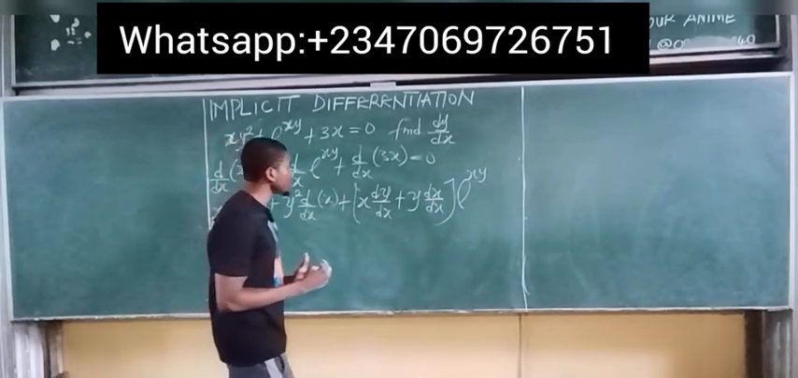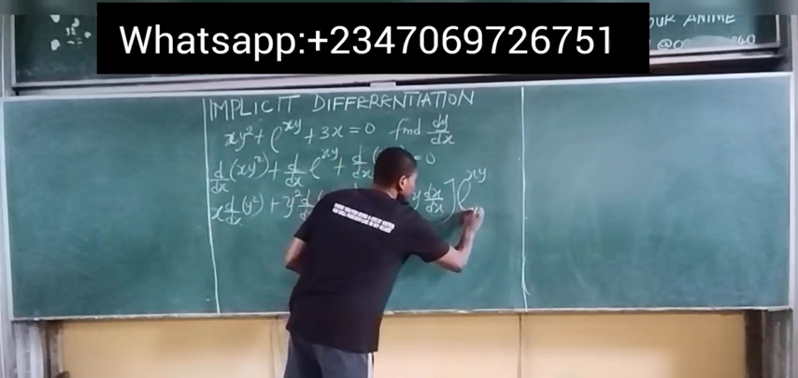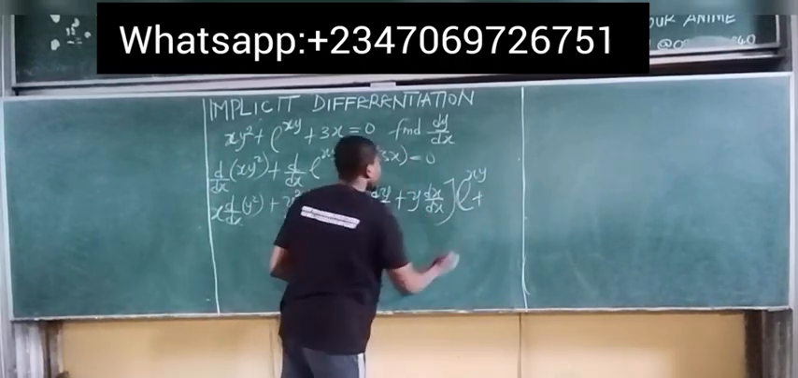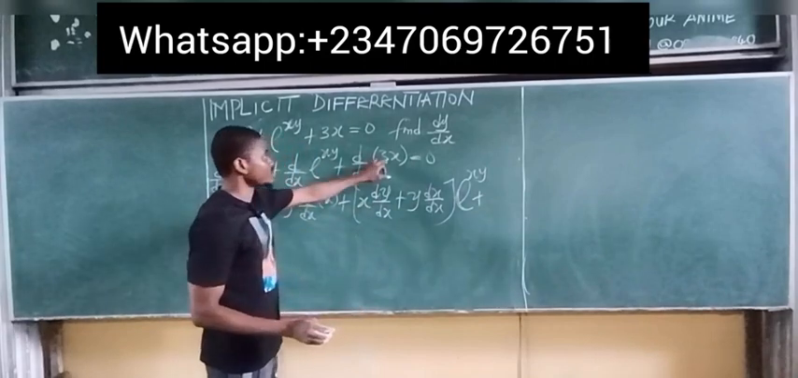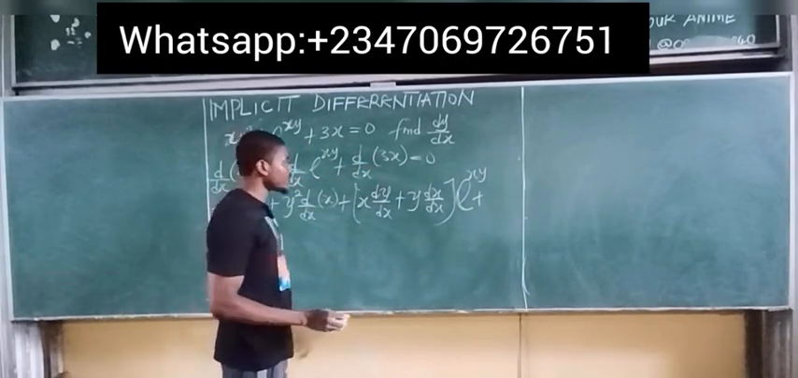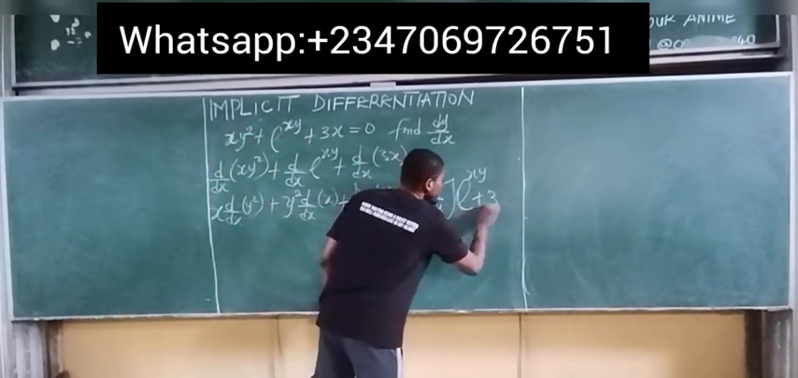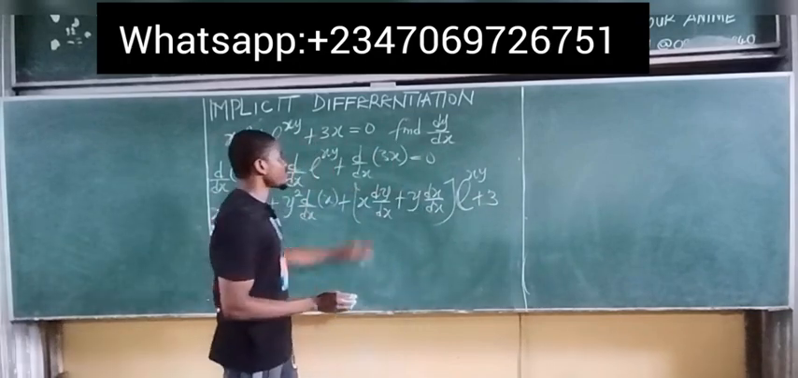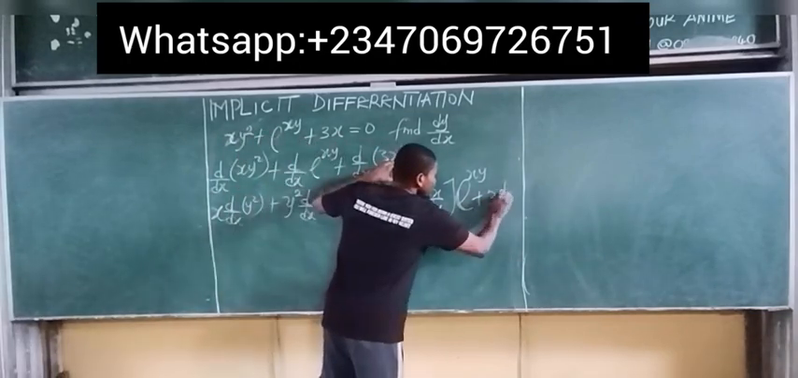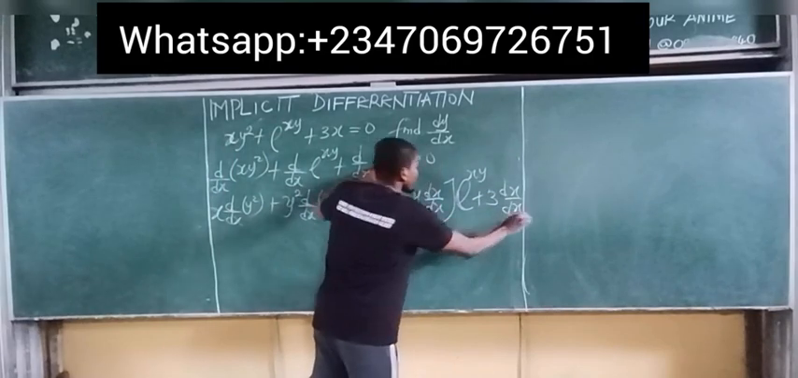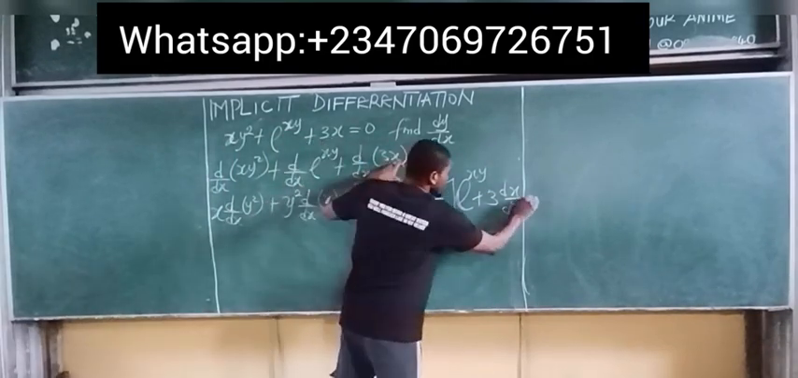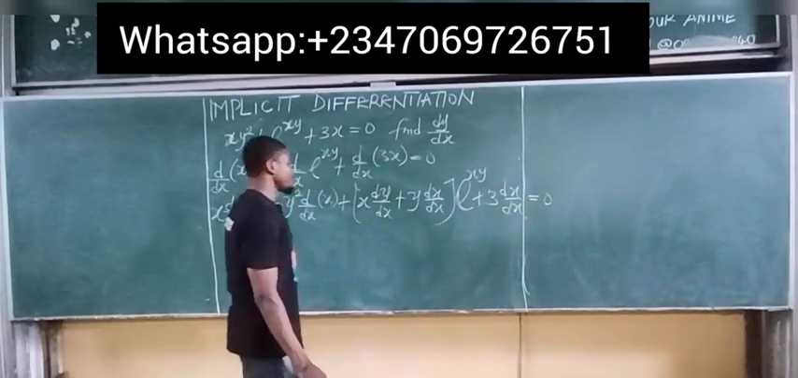So you have that. Plus, now I am to differentiate, of course, 3x. 3 is a constant, you can pull it out. I'll simply have 3, and of course I'm differentiating x with respect to x, and the whole of this is equal to 0. So I simply have this.